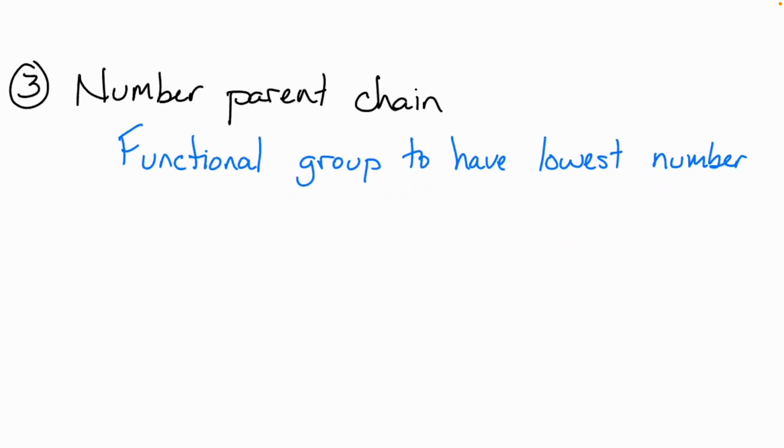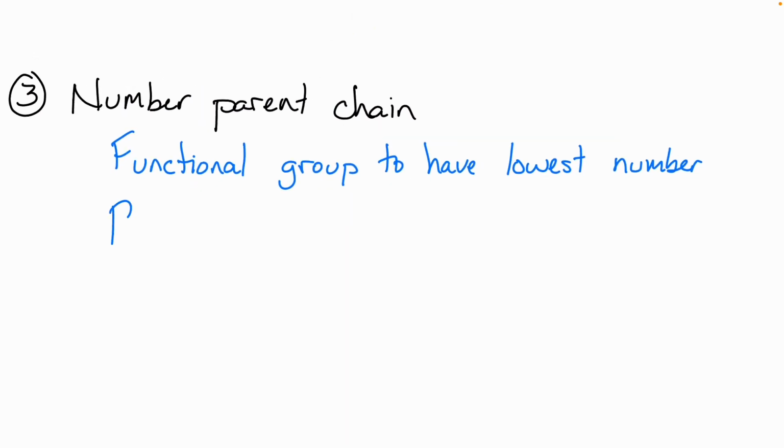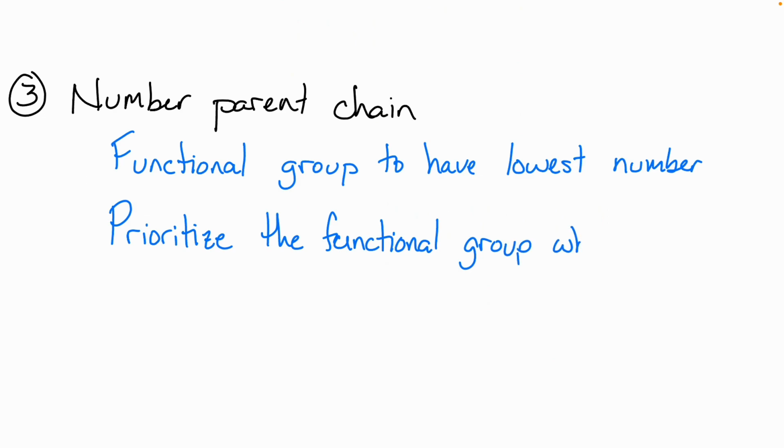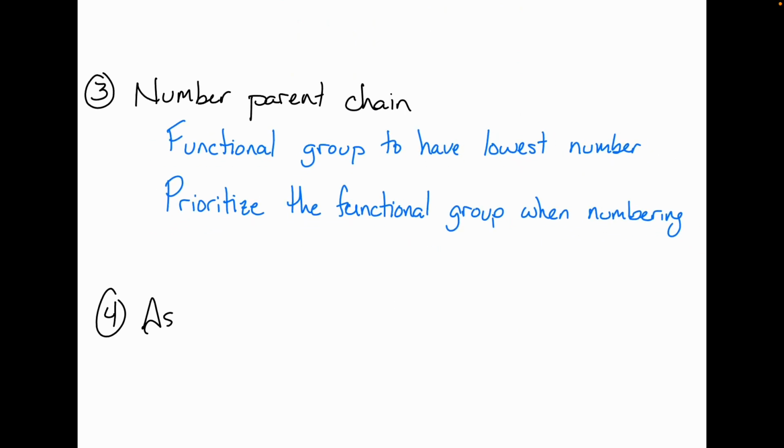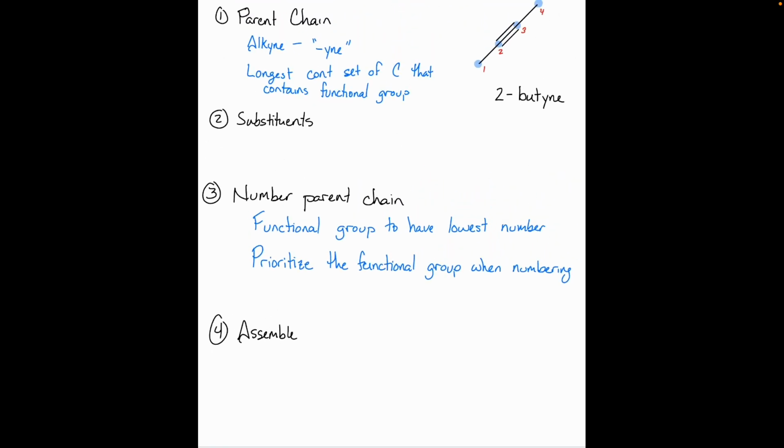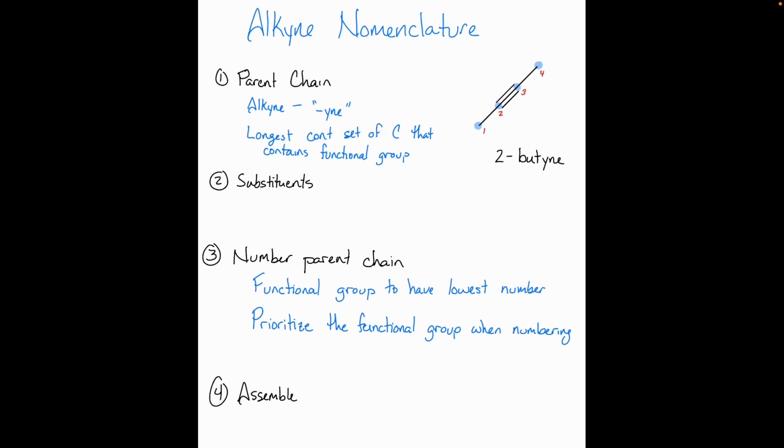Okay, and let's just make a note. We saw this with our alkenes. We're going to prioritize the functional group when numbering. So when we pick our numbering scheme, we're only going to look at where that triple bond is in order to determine our numbering scheme. All right, and then lastly, you put the name together. We were kind of already done at step 3 here for this particular compound.